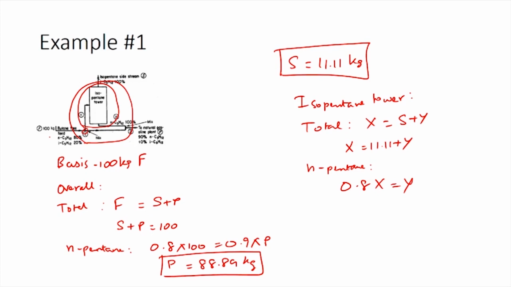This means the concentration of N pentane in the butane free feed and the fraction entering the isopentane tower would be the same, thereby you have 0.8 as the fraction of N pentane present in this stream. So, you have 0.8 x, which is the input, equal to the output, which is y. The output is 100% N pentane, giving you a mass value of y. Using these two equations we can solve for x and y.